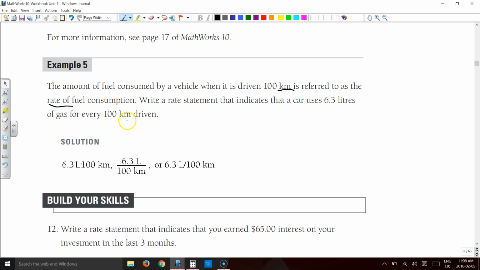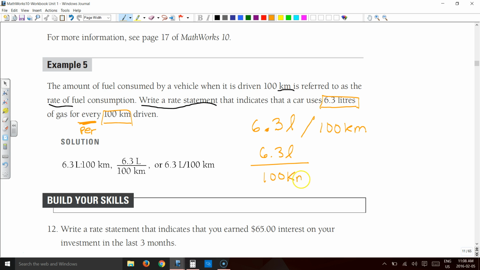All right? This is not hard. They're just saying write a rate. That's all they're asking for. So essentially, I'm going to write that. Reading the sentence in order, it says 6.3 liters of gas for every, or we could put the word per, 100 kilometers. So, 6.3 liters per 100 kilometers. That is a rate. If I want to, I can write it as a fraction, 6.3 liters per 100 kilometers. That's it, guys. It's all about reading and then just setting it up in the form of a rate.